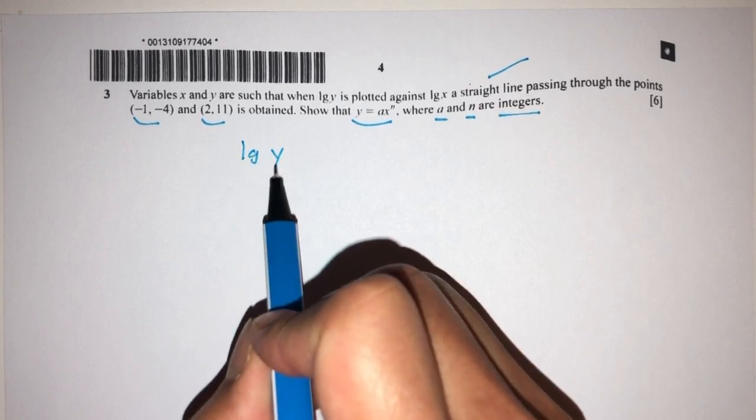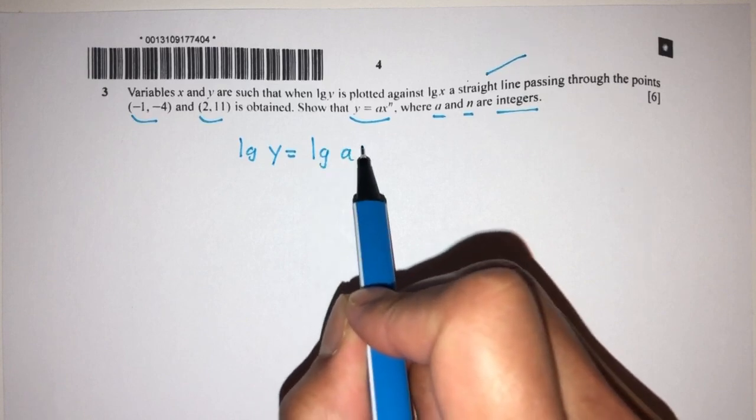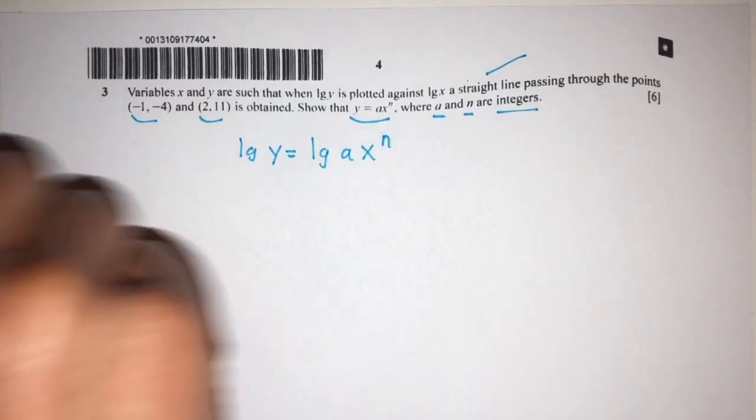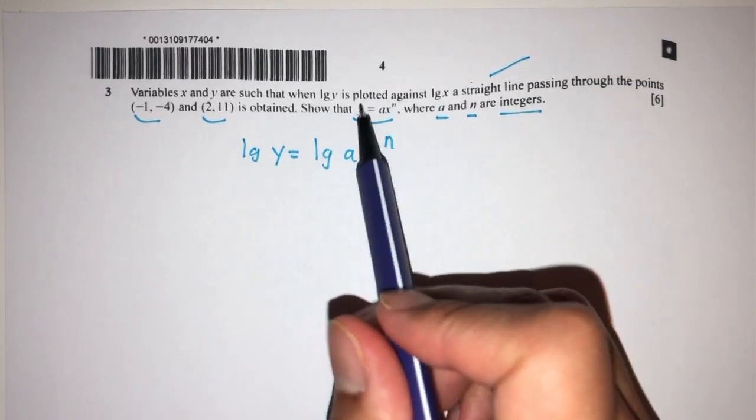So log of y has to be the value of a x to the power n. The idea is that you can always find the values first and then replace them back in the equation to show this is true.